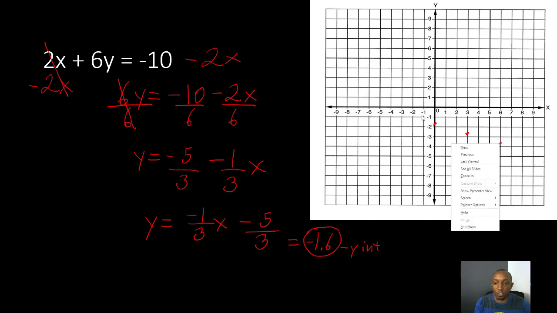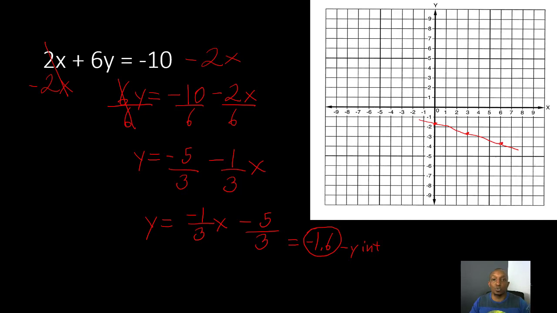So let's put our line through it. And excuse me if my line isn't all the way straight, but you get the idea. And that's how you graph slope-intercept form.